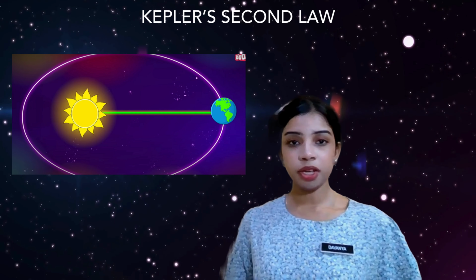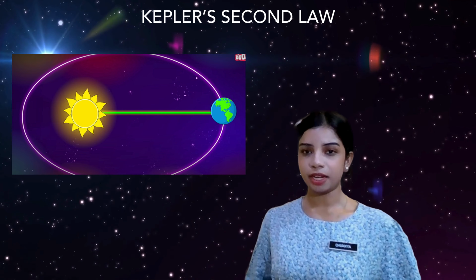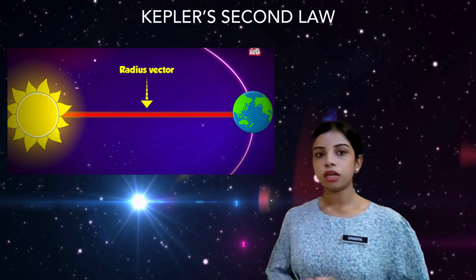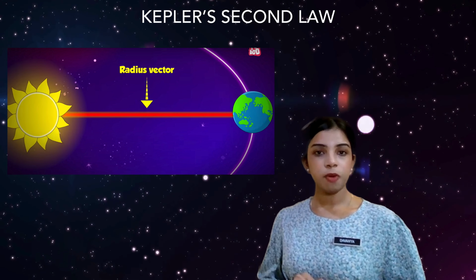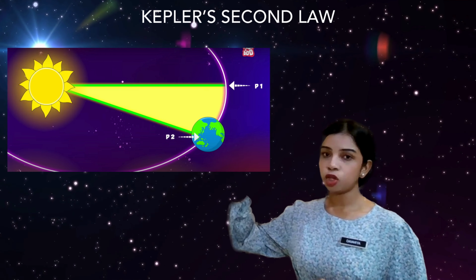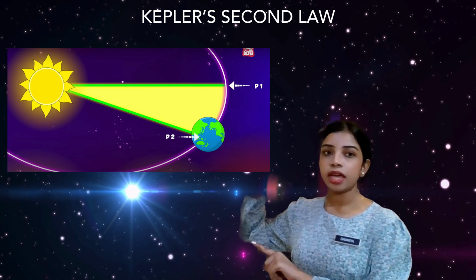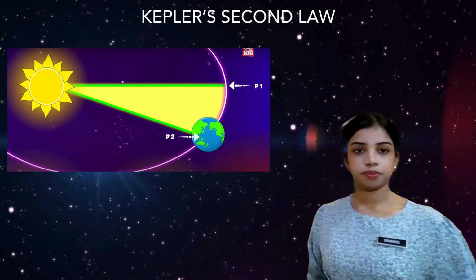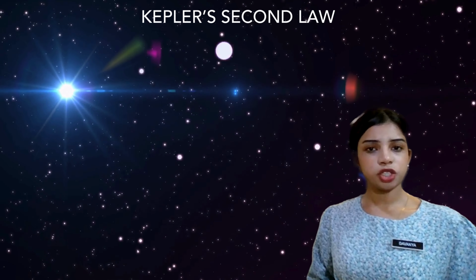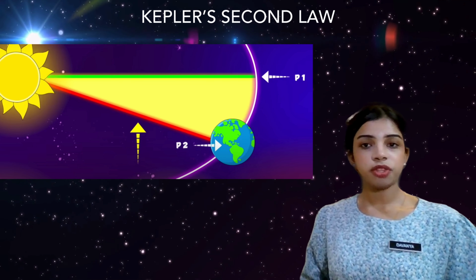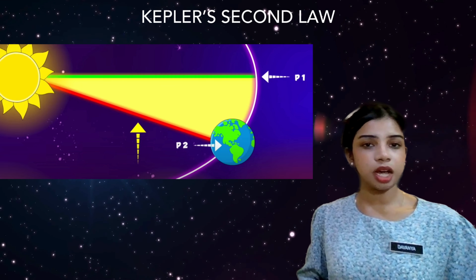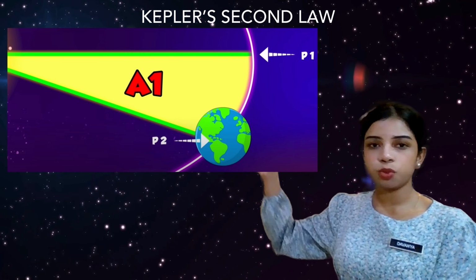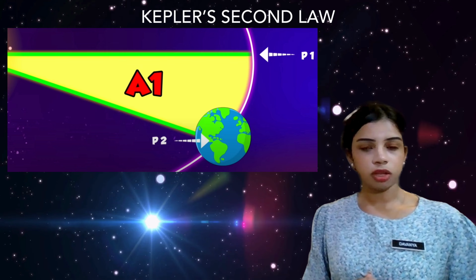Imagine a line appearing from the sun and joining a planet. This line is called the radius vector. Now let's assume this planet moves from position P1 to position P2 in a certain interval of time. Along with the position of the planet, the position of the radius vector has also changed, and its movement has covered a certain area as well, which we will call A1.